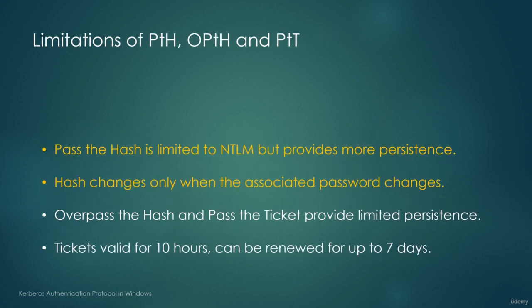Pass the hash is limited to NTLM, but provides more persistence, as the hash changes only when the associated password changes. Overpass the hash and pass the ticket provide limited persistence, since the tickets expire after 10 hours by default, although they can be renewed for up to 7 days.